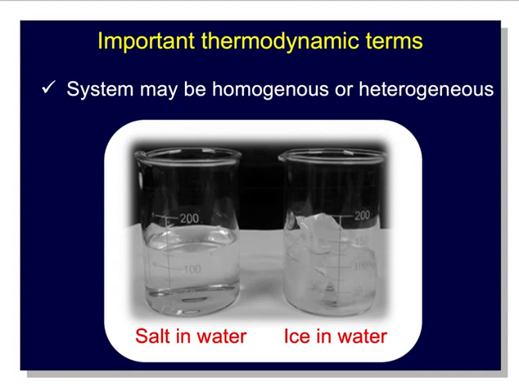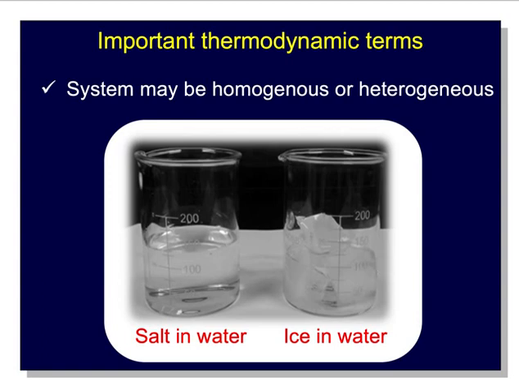Homogeneous means the same throughout. On the other hand, if I take ice and water, this becomes an example of a heterogeneous system. This again is a thermodynamic system, but here we can find that there are two phases. One is a solid phase, one is a liquid phase.